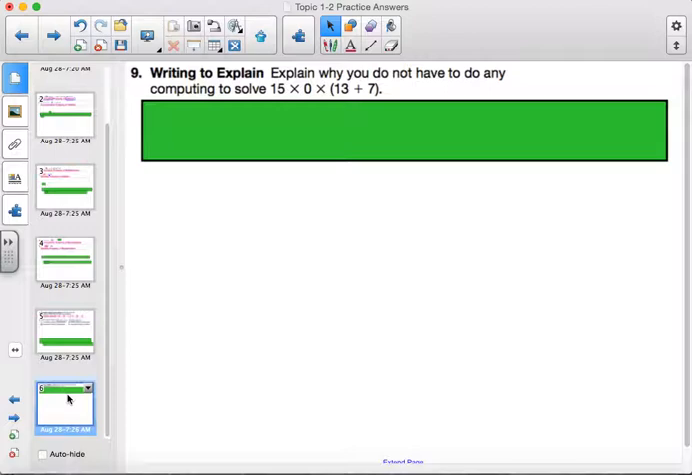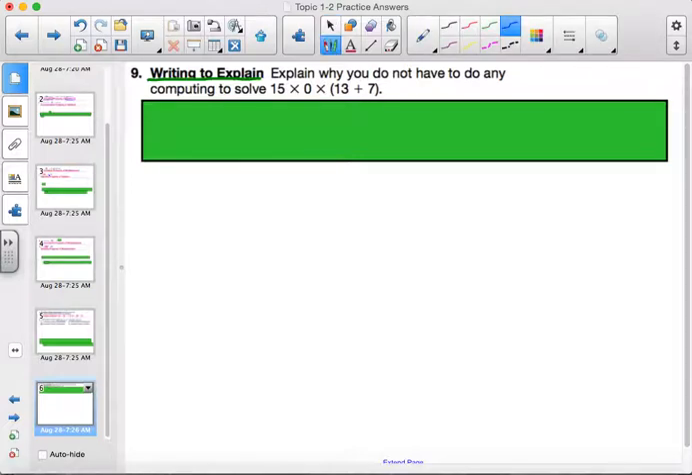Number 9, writing to explain. Again, you guys are all writing something different, okay, to explain this. Explain why you do not have to do any computing to solve 15 times 0 times the quantity 13 plus 7. Computing means calculating, means doing the math. And you don't have to do that because there's what involved in this? Clay? A 0 and anything times 0 is 0. Yeah, there's a 0 involved in this.